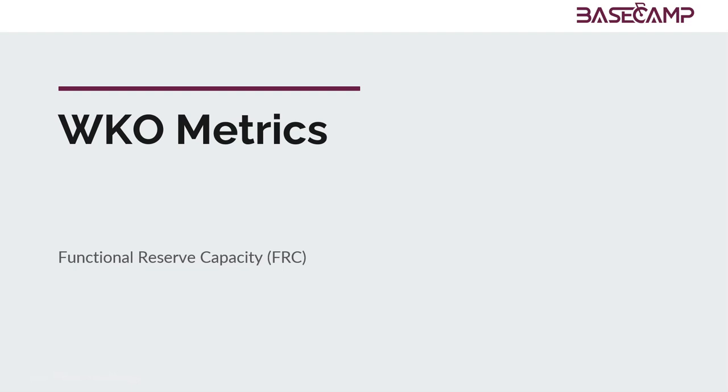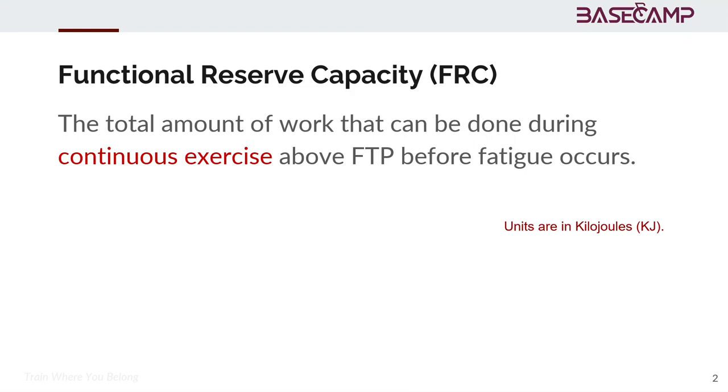WKO Metrics for BaseCamp coaches: Functional Reserve Capacity, or FRC. Let's start out with a quick definition of FRC. FRC is the total amount of work that can be done during continuous exercise above FTP before fatigue occurs. It's typically measured in kilojoules, sometimes in joules.